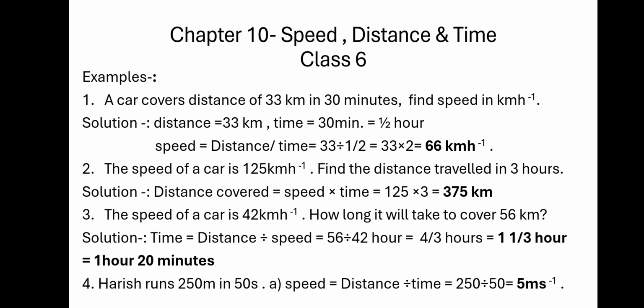So time and speed is given. We have to find the distance. So the solution is distance covered equal to speed into time. So that is the formula, speed multiplied by time, and therefore 125 multiplied by 3 gives you 375 kilometers. You have to write the unit. Don't forget to write the unit, otherwise the marks will be cut.